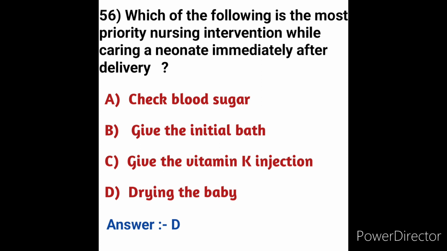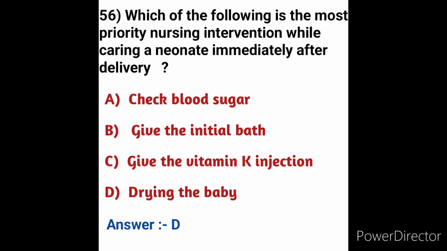The following is the most priority nursing intervention while caring for a neonate immediately after delivery. Option A, check blood sugars. Option B, give the initial bath. Option C, give the vitamin K injection. And option D, drying the baby. After delivery of the neonate, the first and foremost nursing intervention is drying the baby. Drying the baby is the correct answer. Keep the baby warm and stimulate the baby to breathe. So option D is the correct answer.